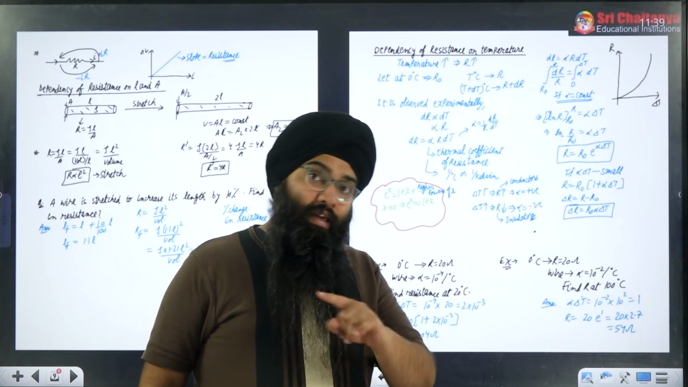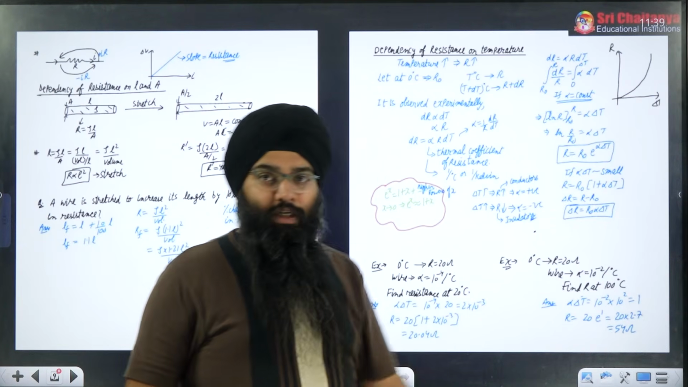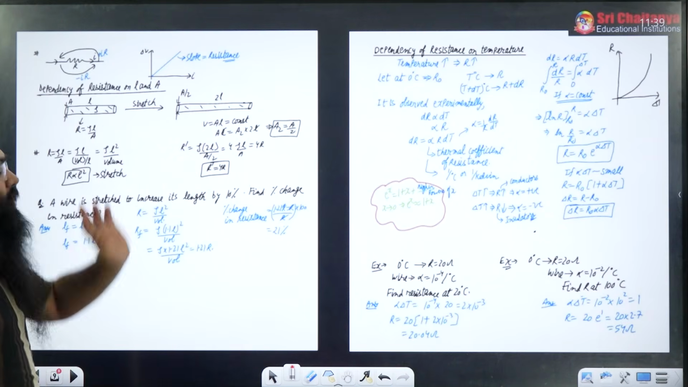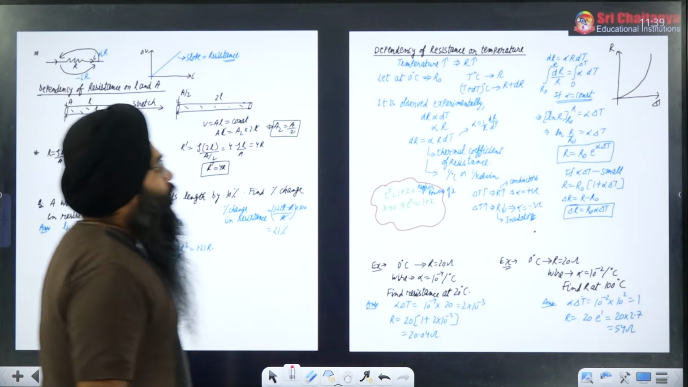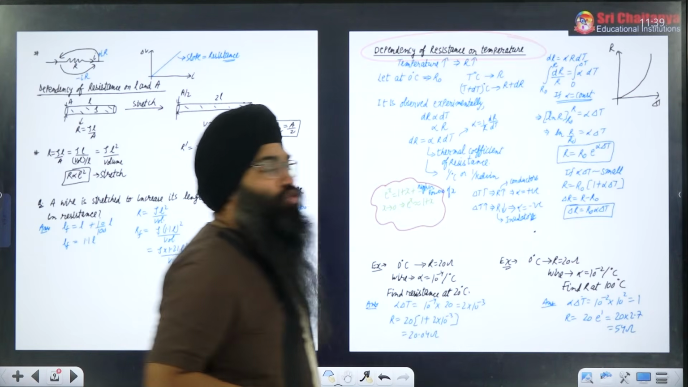Understood the logic or not? Their resistance will not be proportional to L because their area is also changing. Volume remains constant. So in those cases, you can apply this particular result. Now comes dependency of resistance on temperature. How resistance depends on temperature.